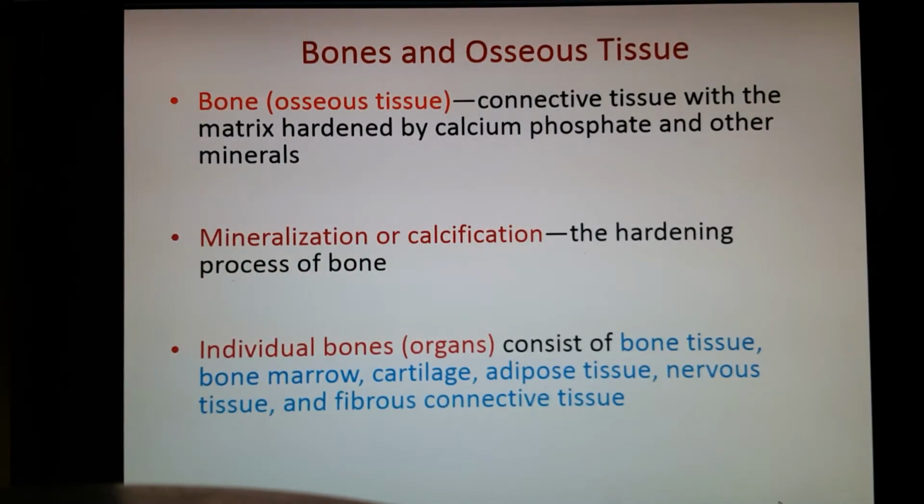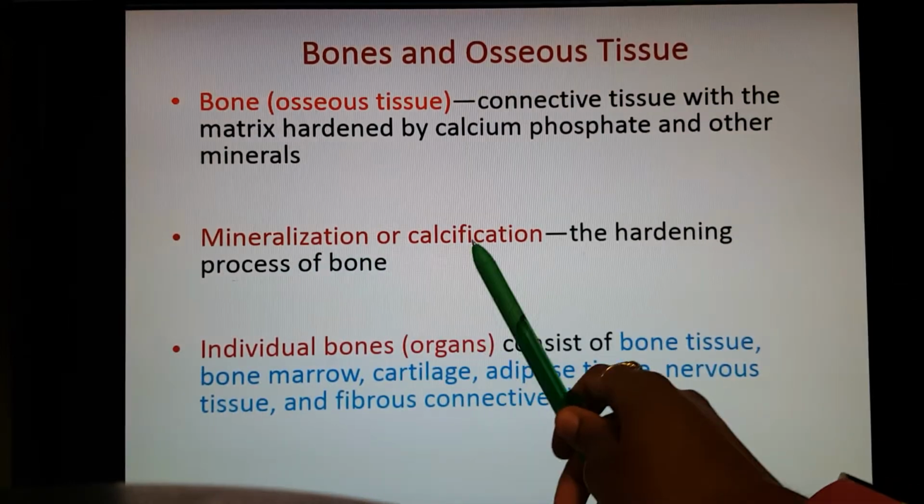So bone, also called osseous tissue, is a type of connective tissue. And the matrix for this type of connective tissue is hardened by calcium phosphate and other minerals. The process to mineralize that matrix is called mineralization or calcification.